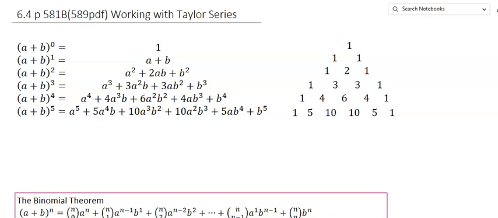A quick reminder, this is section 6.4, working with Taylor series. (a + b) raised to the 0 power is 1, anything to the 0 power is 1. (a + b) raised to the 1 power is a + b. (a + b) squared is a squared plus 2ab plus b squared. Somebody paid attention to the numbers.